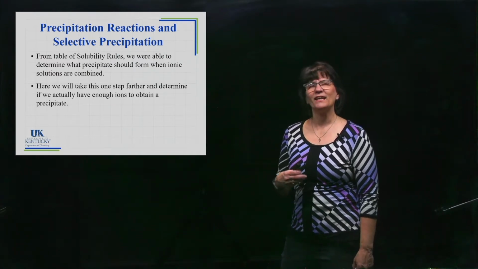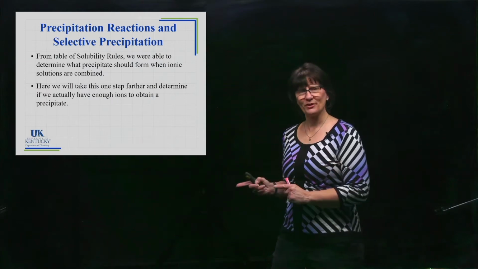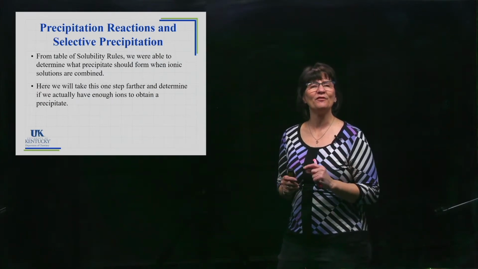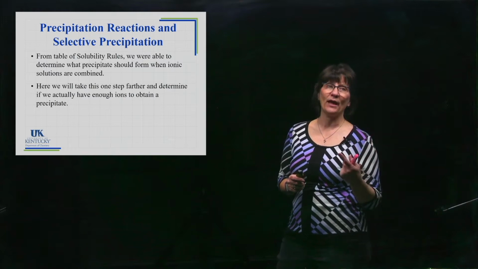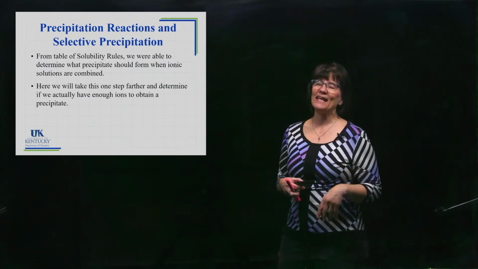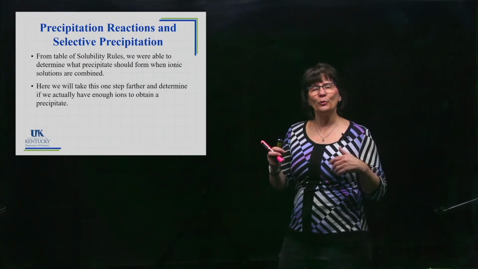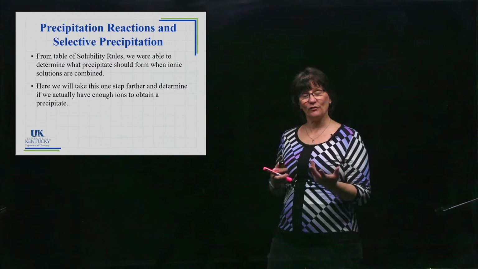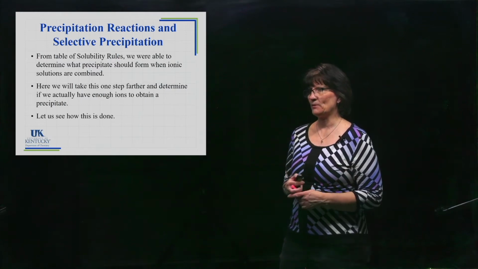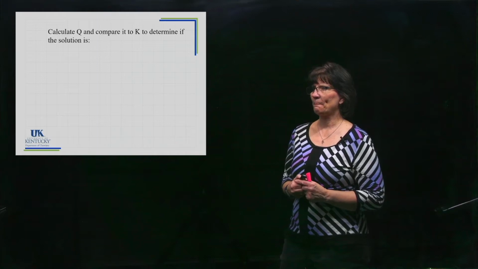But we're going to take it a little further in this. We're going to say, yes, this should form a precipitate, but do we have enough ions to actually go that route? Because remember, what we didn't learn then that we now know is that even if it's insoluble, a little bit dissolves. So do we have enough ions in there to actually form that precipitate? Okay, so let's see how that's done with an example.